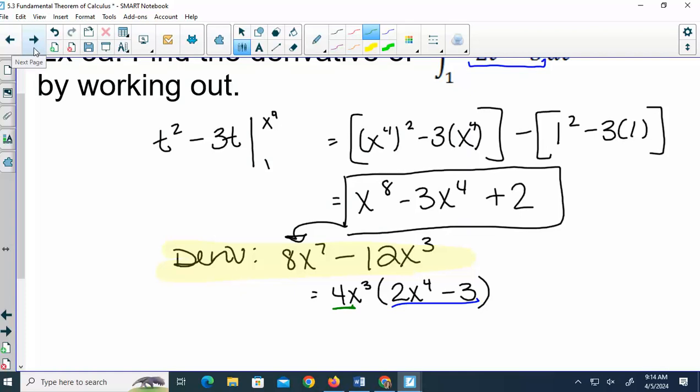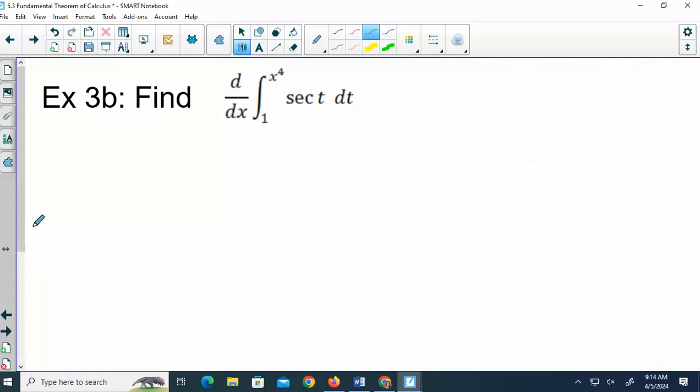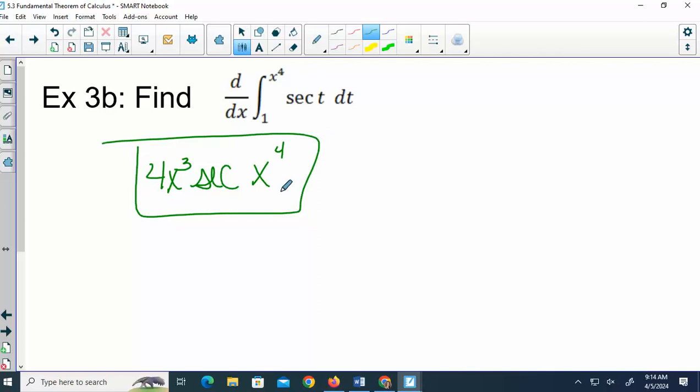So let's try one of those. If I asked you to find the derivative of this integral, the derivative and integral kind of cancel each other. We had secant of t, my t would turn into x to the fourth, and then what would I have to take it times? Times 4x. Is that okay with everyone?